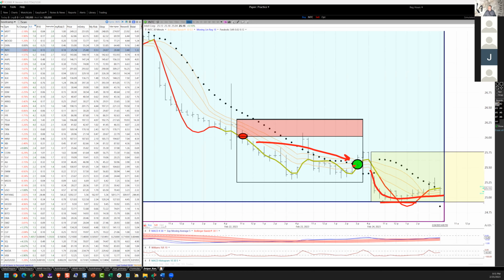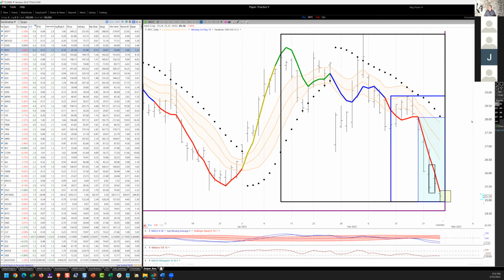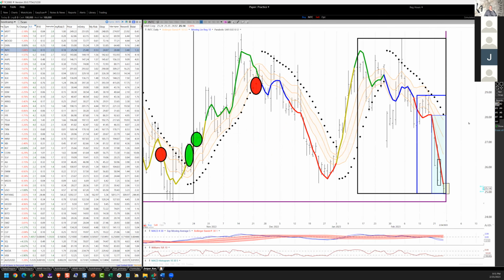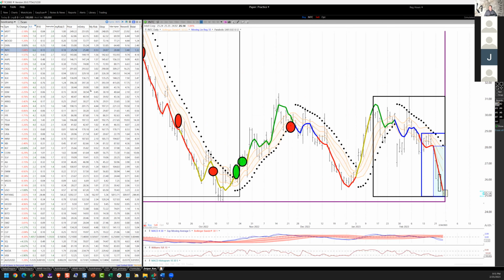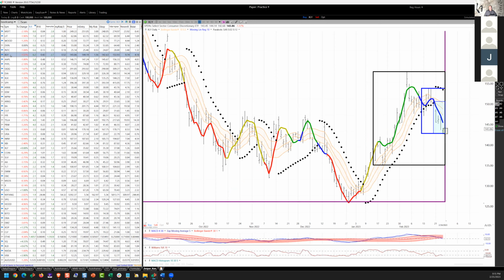Now, if this fails below here, this is one to be short massively. Yeah, I like that one. I like that one in both directions. That's the only Godzilla out of the tactical set.